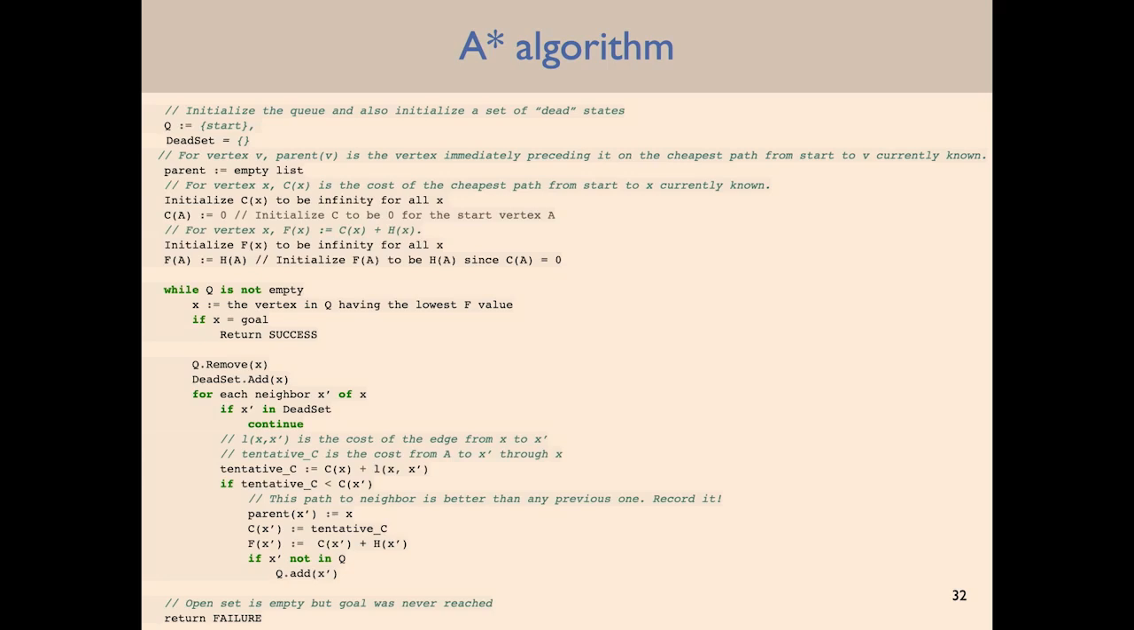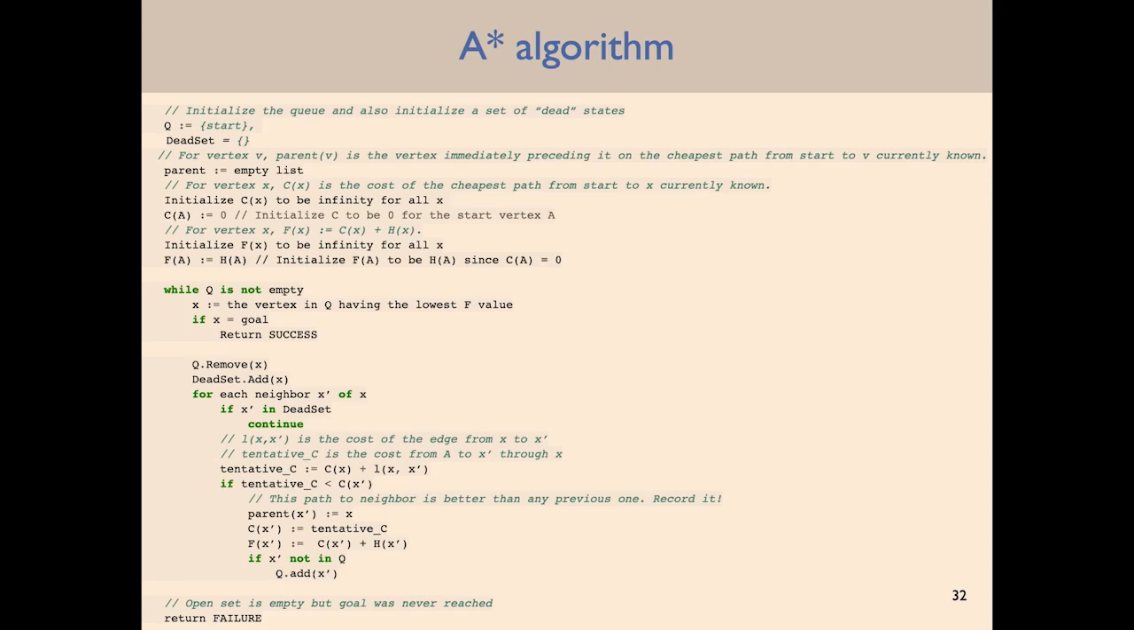Over here, we're taking things out of the queue. The main difference between A star and Dijkstra is that the thing we take out of the queue is not the vertex that has the smallest estimated cost to come, but rather the smallest f, which is the cost to come plus the cost to go, right? So that's the main modification there. We take something out of the queue based on that f for x.